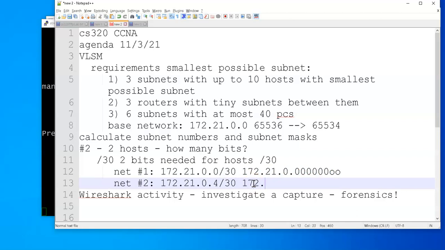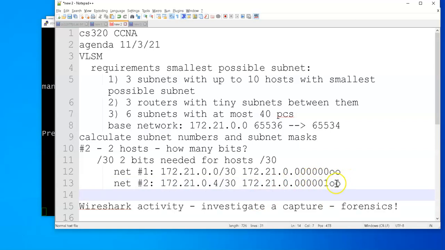So 172.21.0.4, and I'll write out the bits in this last octet. Put a 1 there, and then my 2 host bits. See how the slash 30 works. I think this is a good way to visualize it in your mind. Think of the byte that's being subnetted or broken apart. Think of the bits in that one as you deal with your subnets.